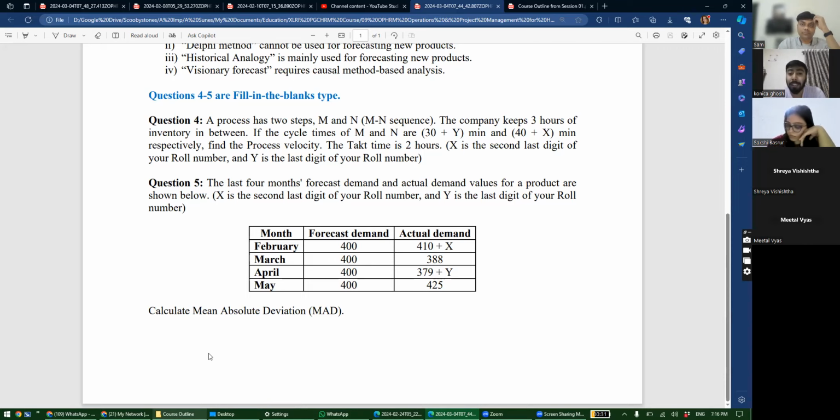In the second month, again, they've produced 400 units. They forecasted that 400 will be the demand, but actual demand was 388. Similarly, in April, every month they are forecasting that 400 units will be the demand, whereas every month we are seeing that there is a little bit less or a little bit more. Right? So what is the problem? They are asking us to calculate the mean absolute deviation.